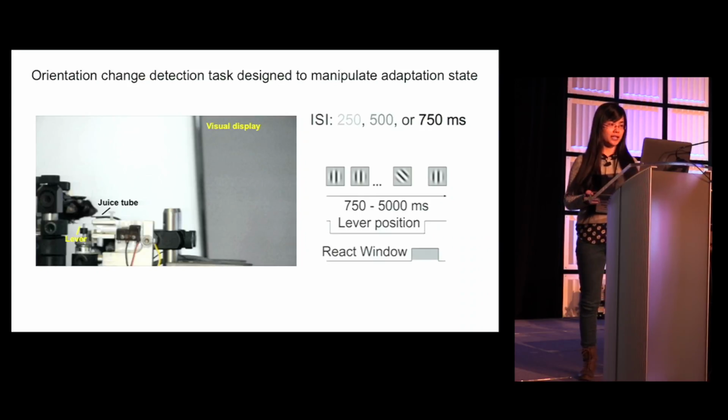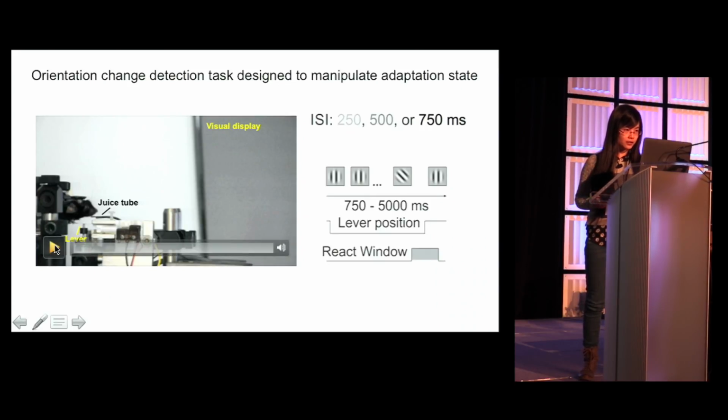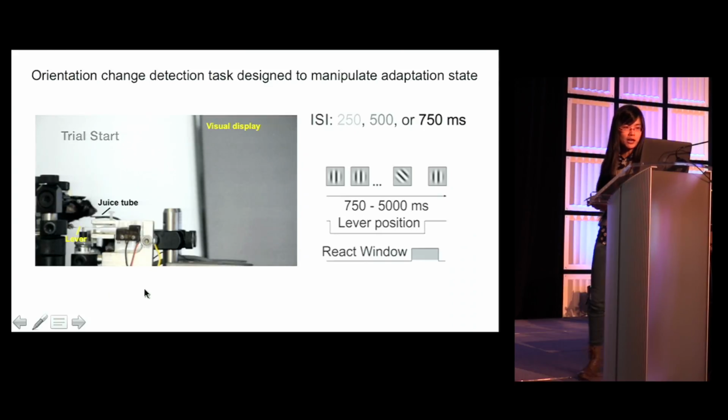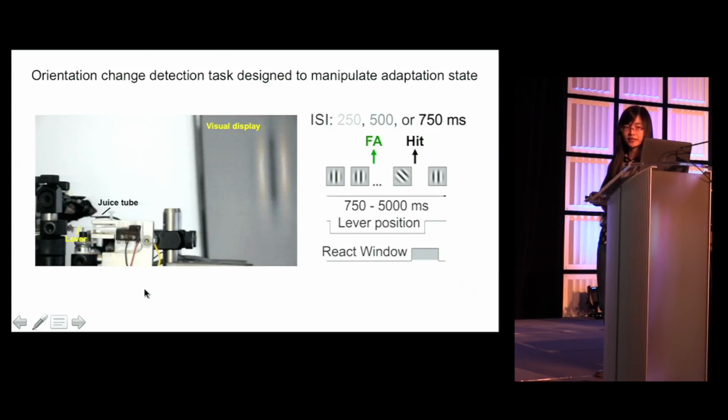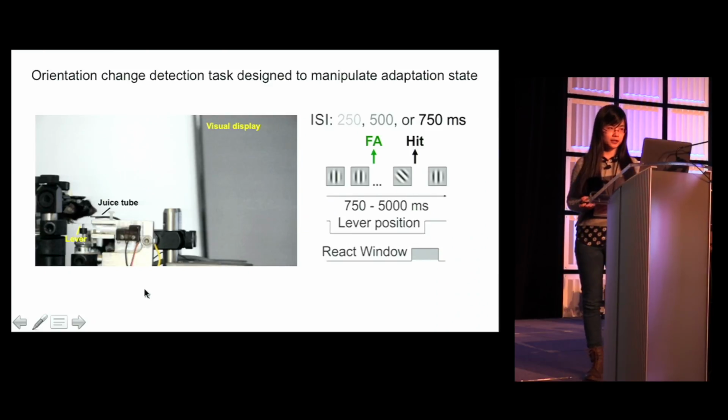Here we just show an example of mouse performance while he is doing the task. The first trial is a correct hit, when the animal releases the lever when there is a change, and he gets a reward. In the second trial, the animal has a false alarm, in which he released the lever when there was no change. He didn't get a reward and got a punishment of a longer ITI.